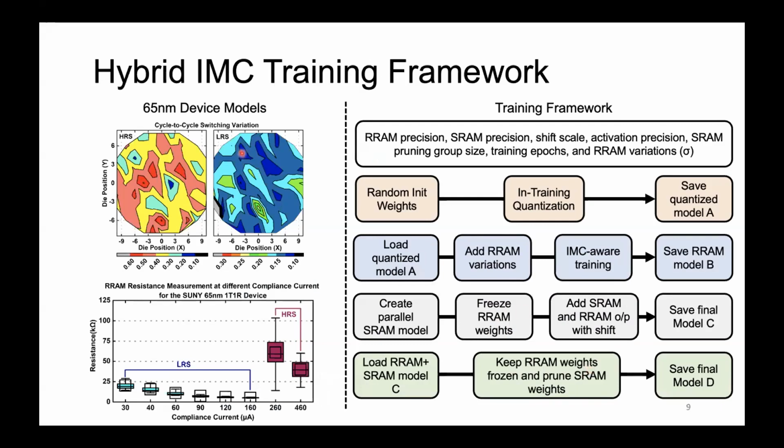Let's now look at how we enable the hybrid IMC architecture. We first design a full training framework. We extract RRAM models from a 65 nanometer device, which is at the wafer level. So you can see here the HRS as well as the LRS. The HRS has a higher variation as compared to that of the LRS. At the bottom, you can see the RRAM resistance measurement for different compliance currents. So here we basically look at the maximum amount of levels that we can access within the RRAM, such that we can store different number of bits within it.